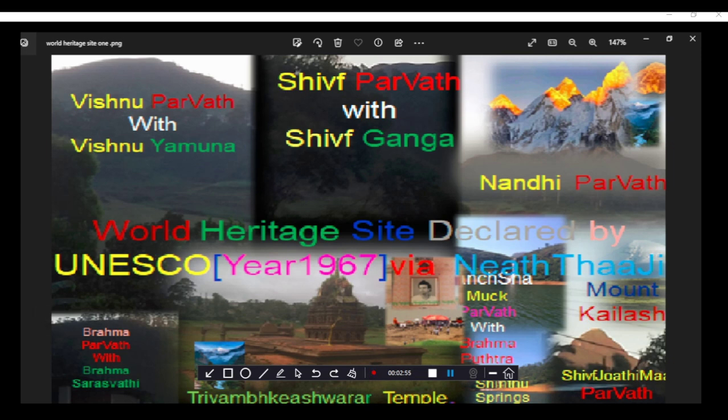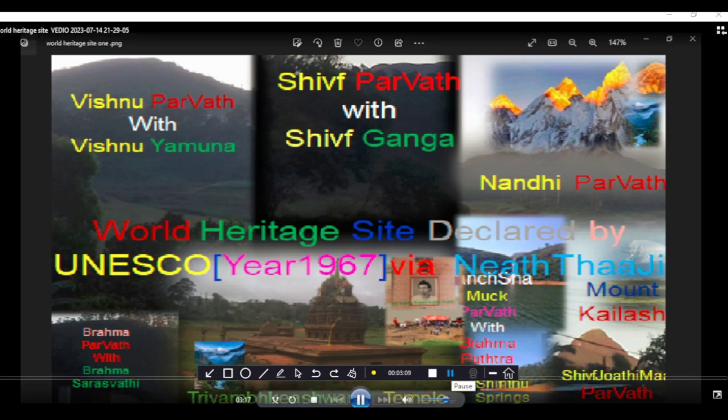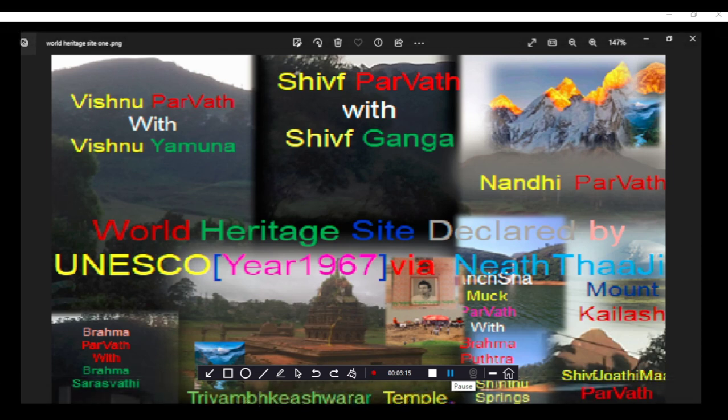From east to west, the Brahma Saraswati river from Brahma Parvat, Vishnu Yamuna from Vishnu Parvat, and Shiva Ganga from Shiva Parvat. Other than that, from the Panchamukhi Parvat, there are two main river flows. One is Brahmaputra, the other one is Sindhu. It is similar to Brahma's structure.